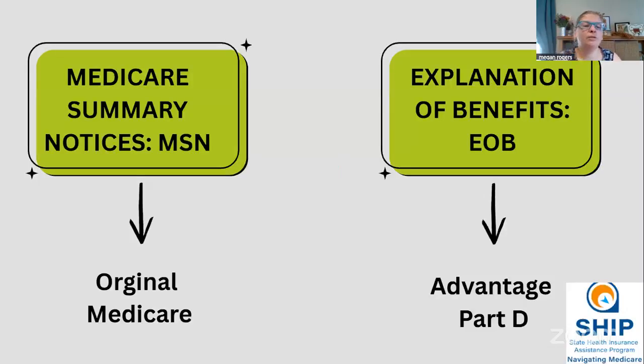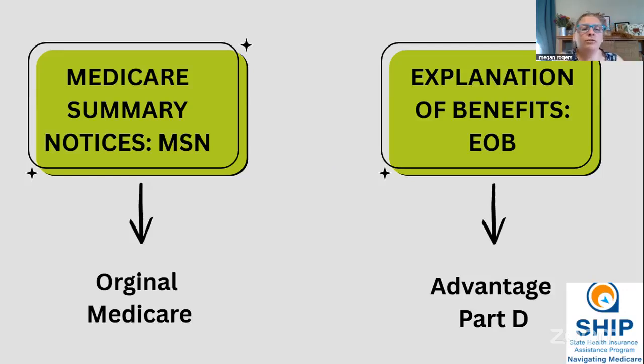All right. So we have, as Susan said, Medicare summary notices and we have explanation of benefits. Guess what? They're the same thing, same exact thing. They're called two different things and the forms will look a little bit different, but they're the exact same thing. The intent, the purpose, everything is the same.